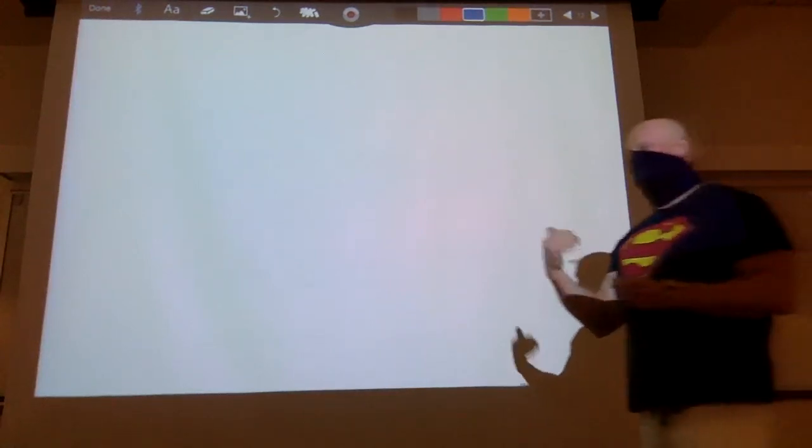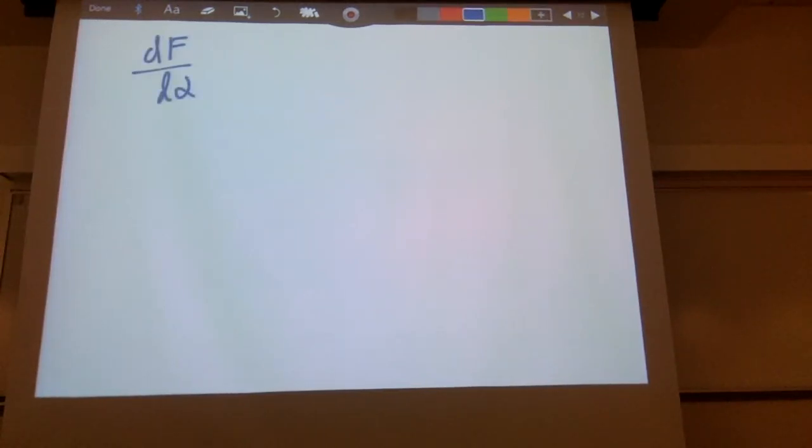That's right, exactly. We use calculus. We do a derivative. Anytime we want to extremize a function, we take the derivative of the function with respect to the thing that we want to extremize. In this case, we want to extremize alpha, so we're going to take the derivative of the force with respect to alpha. So we need to take dF d alpha, and then what do we do with it?